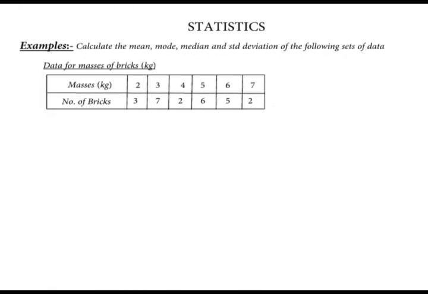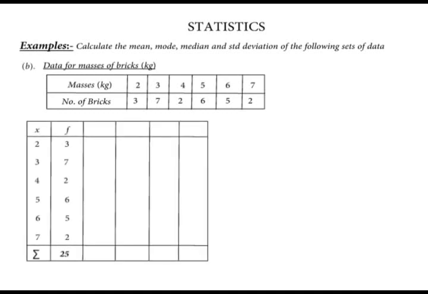Next, we go to B. It's a frequency distribution. We rewrite it in columns. Mass is x and the number of bricks is the frequency. We write the formula first. Mean x bar is equal to summation of fx over the summation of f. Standard deviation is equal to the square root of summation of fx squared over summation of f minus mean squared.